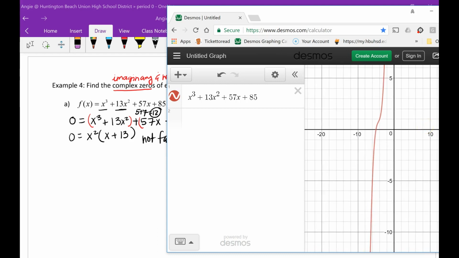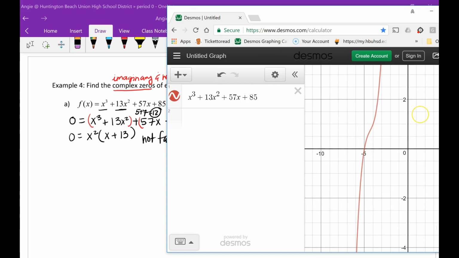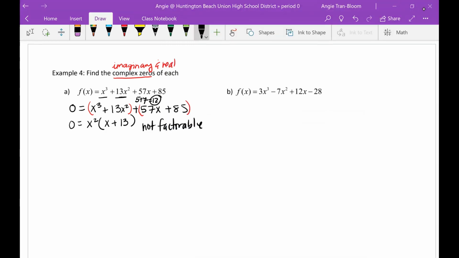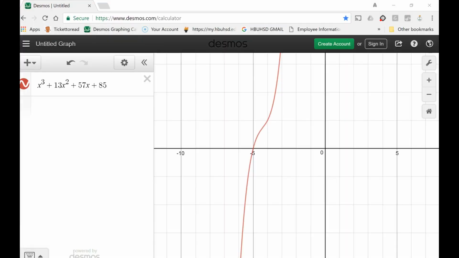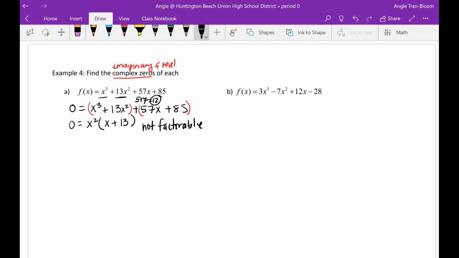The thing is that imaginary zeros won't cross the x-axis. That's why they're imaginary, right? Think of it as kind of in your head, but the real ones would definitely show on the x-axis. So by cheating, we found one real zero. When I say cheating, I really mean using the calculator. So using the calculator, we found one real zero at x equals -5.